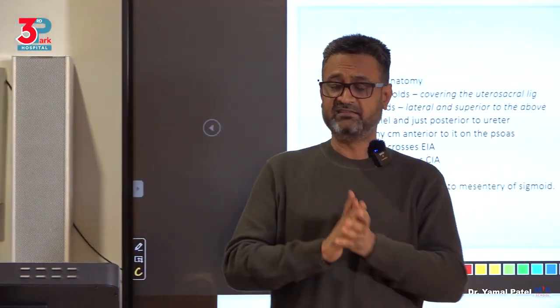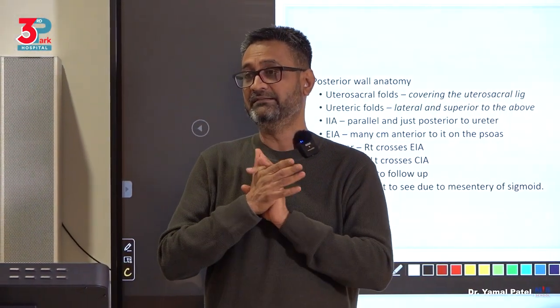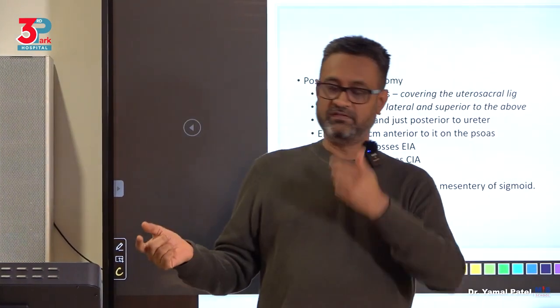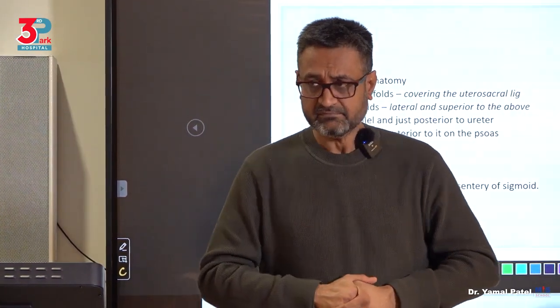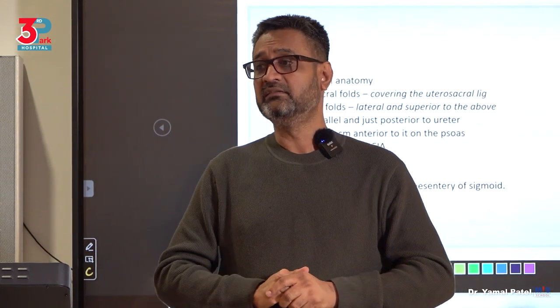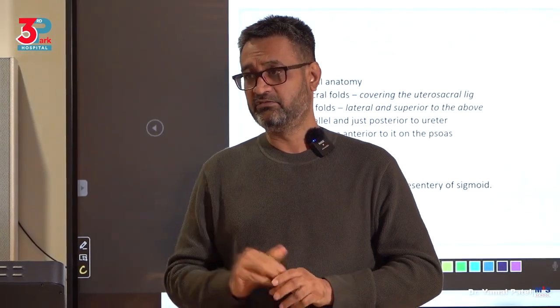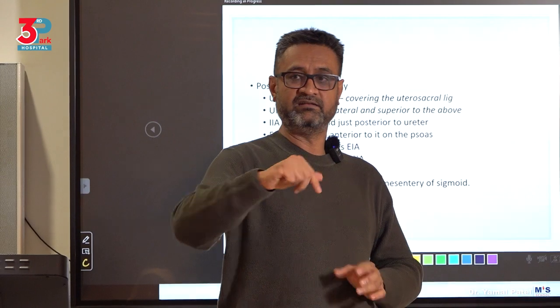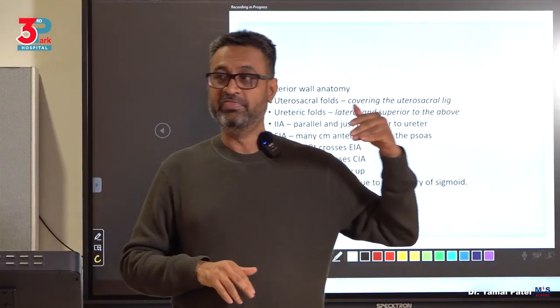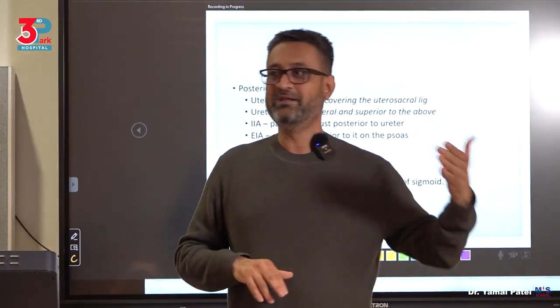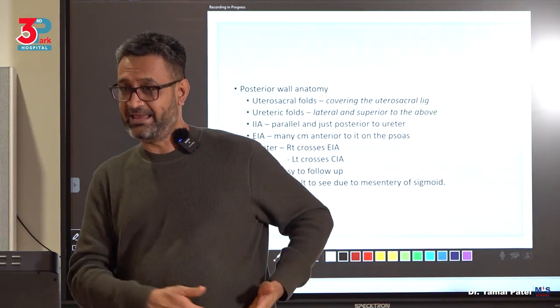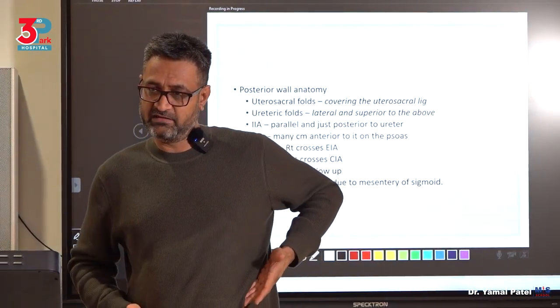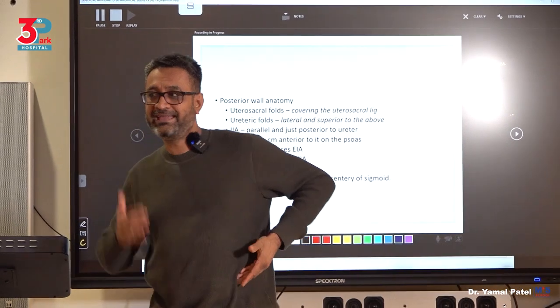Now, one important difference between the right and the left is the ureter on the right crosses over the external iliac. The ureter on the right crosses over the external iliac artery to enter the pelvis. On the left, it crosses over the common iliac. So it's a bit higher than this. You've understood? So that's important again anatomically.